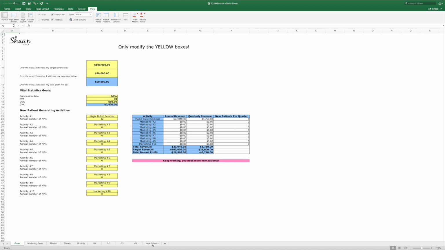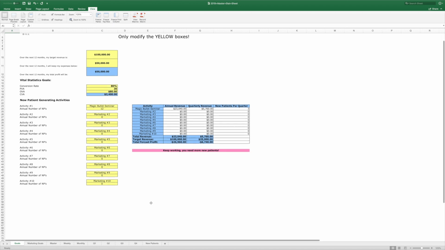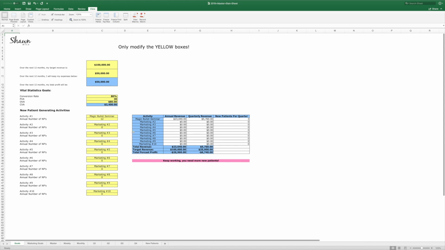The first thing that you need to do is decide right here, at the very tippy top, what your target revenue is. Just a side note, as you can see, only modify the yellow boxes. The yellow boxes are meant to be manipulated, no pun intended. The blue boxes are already pre-input calculations for you. As you input information into the yellow boxes, the blue boxes will auto-populate. So don't touch those bad boys. They are doing their job without any intervention.